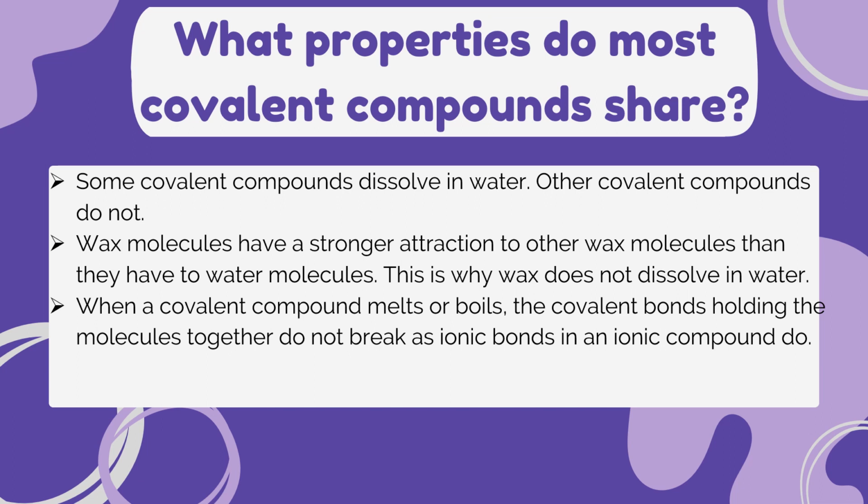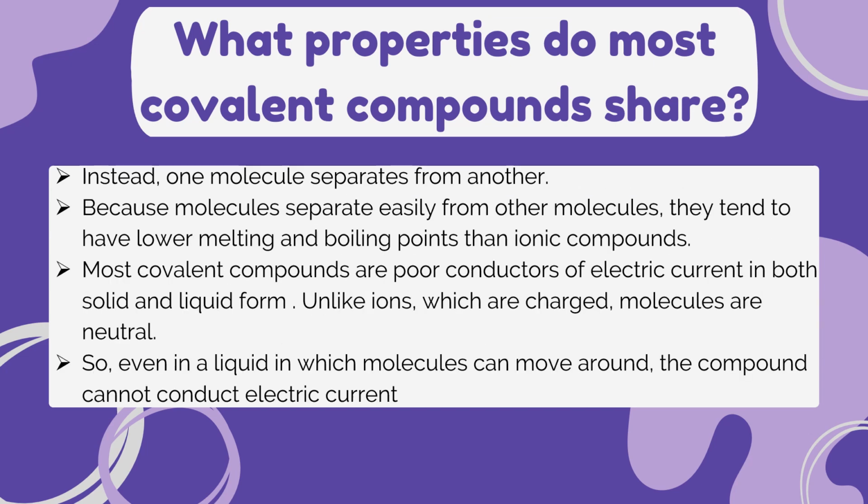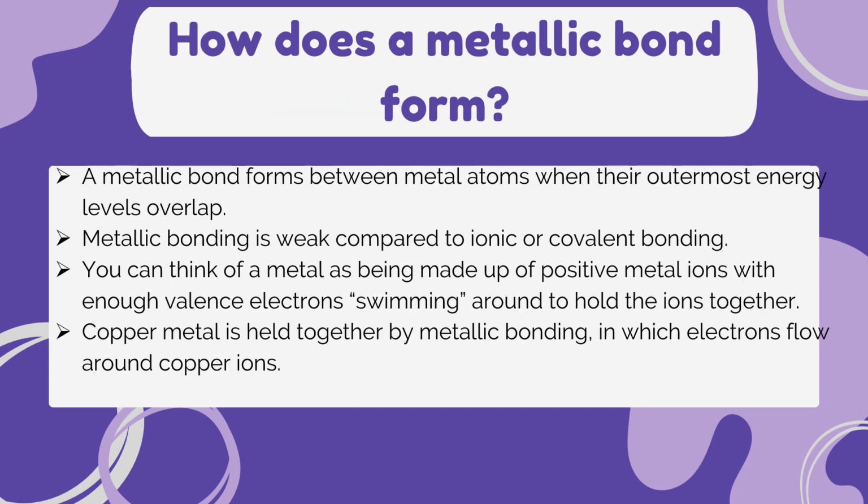When a covalent compound melts or boils, the covalent bonds holding the atoms together don't break, as the ionic bonds do in an ionic compound. Instead, one molecule separates from another. Because the molecules separate easily from other molecules, they tend to have a lower melting and boiling point than ionic compounds. So covalent compounds have a lower melting and boiling point than ionic compounds. Most covalent compounds are poor conductors of electricity in both solid and liquid, unlike ions, which are charged. So even in the liquid, in which the molecules can move around, the compound can't conduct electric current.